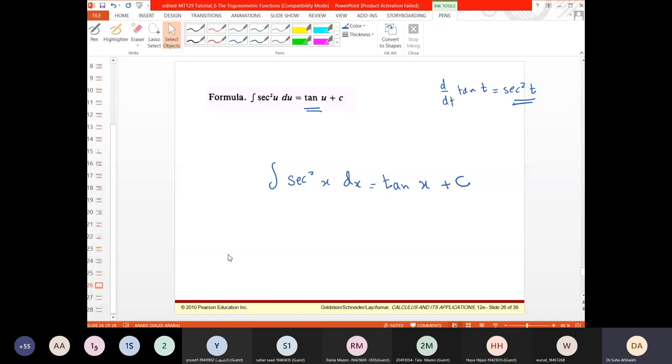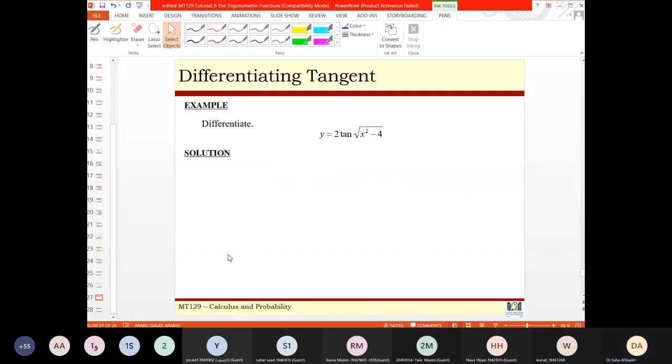We didn't talk about the derivative of the cotan. We didn't talk about the derivative of the sec and the cosec. We just talk about the tan. Derivative of the tan, the integration of the tan. So as you can see, the function here, every time I have a root, I have to change it to a power. So this is 2 of the tan, and here I have x squared minus 4 to the power, what? Half. Yeah. So let me now find the derivative of this function, y dash.